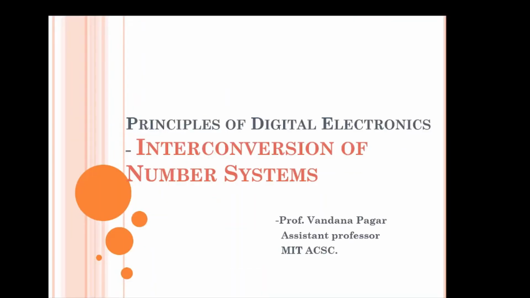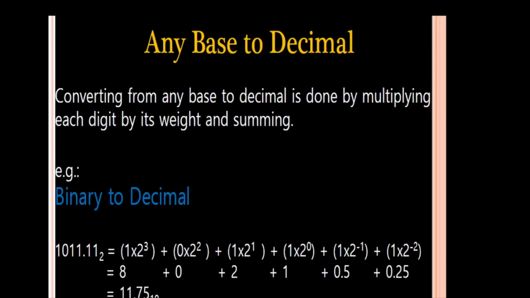In this tutorial, we are going to study the interconversion of number systems, like converting the decimal number system into hexadecimal or binary or vice versa. We can study it in two parts. In the first part, we will study how to convert any base into decimal, like how to convert binary into decimal and hexadecimal into decimal. For this conversion, there is a common procedure.